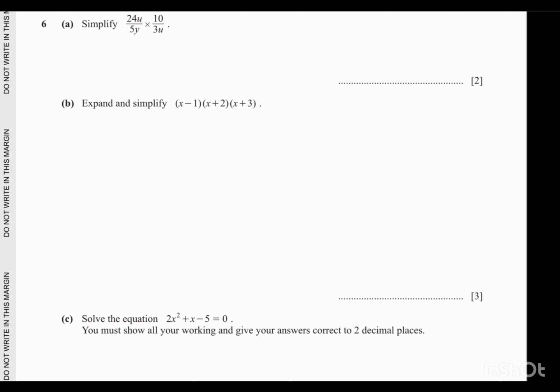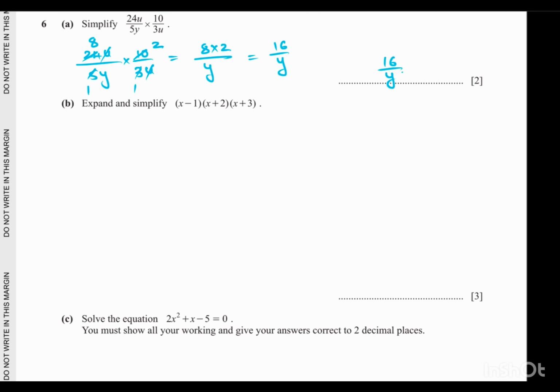Question number 6. A. Simplify 24u by 5y into 10 by 3u. So here 24u by 5y multiplied by 10 by 3u. u gets cancelled. 3 times 1, 3 times 8. 5 times 1, 5 times 2. So 8 into 2 by, in the denominator y is left. So 16 by y is the answer.